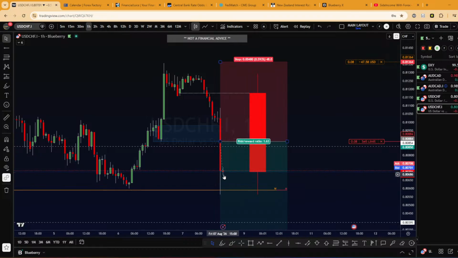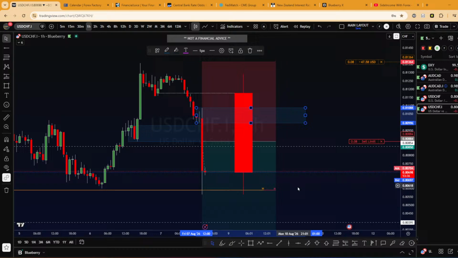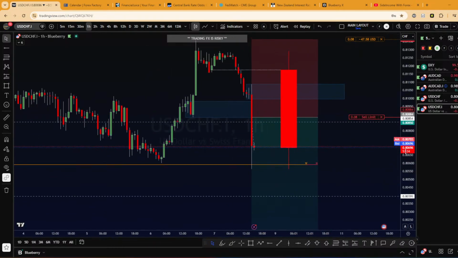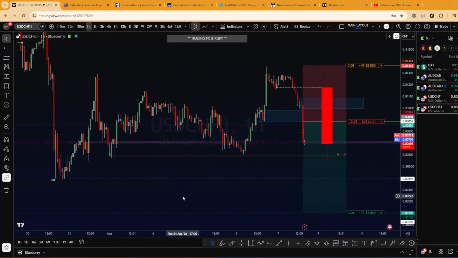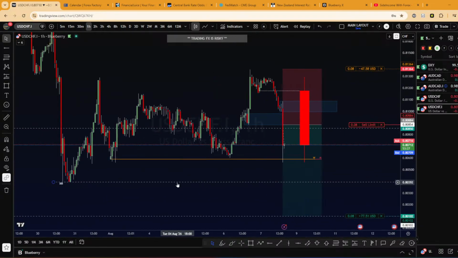It doesn't seem like price wants to retrace. Yeah, I don't want to set it here. It's too risky. I need to see some retracement first. If I don't see some retracement, it's okay. I will not get in this trade.